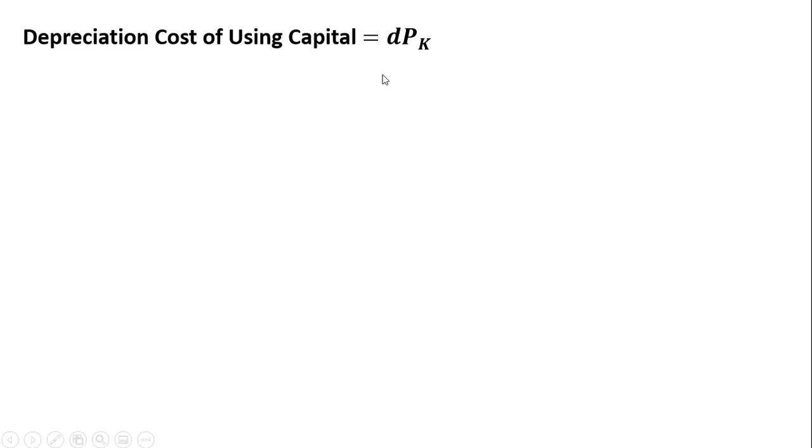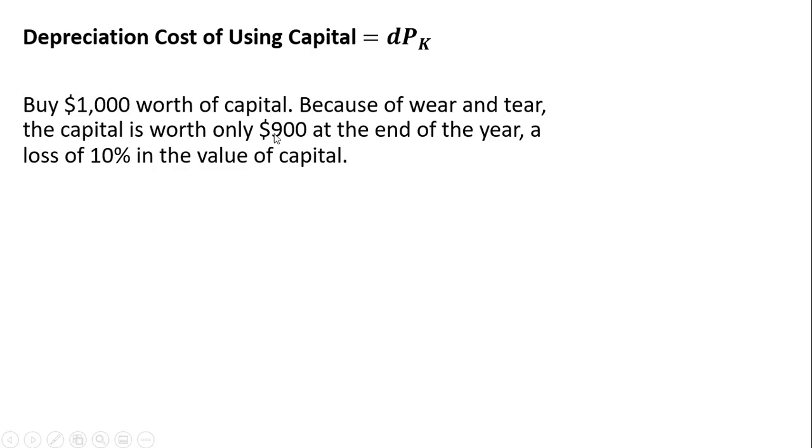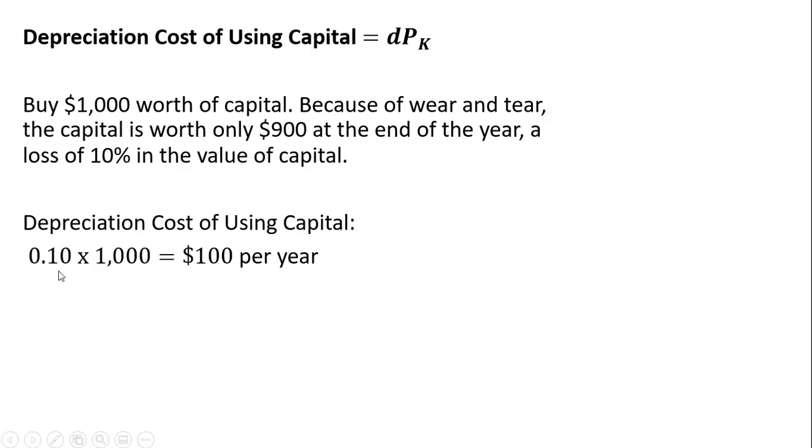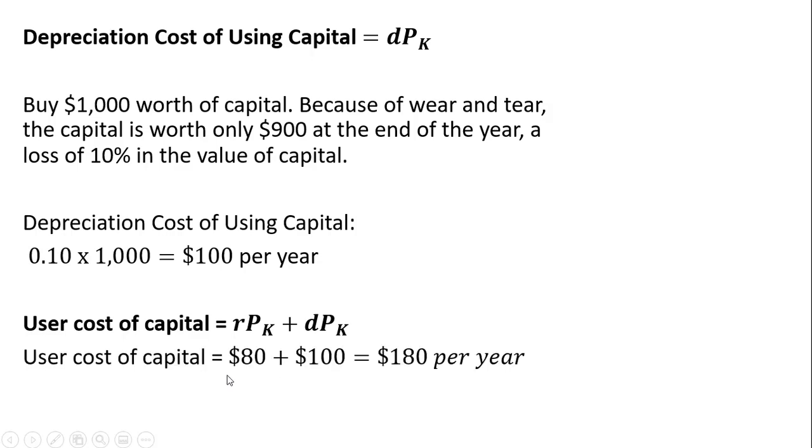Now, the depreciation cost of using capital is going to be the depreciation rate times the price of capital. So if you buy $1,000 worth of capital, and by the end of the year that capital is now only worth $900 because of wear and tear, you suffered a 10% loss in the value of capital. So the depreciation cost of using capital is going to be the depreciation rate times the price of capital, in this case $100 per year. So the user cost of capital just sums up those two components, the interest cost of using capital and the depreciation cost of using capital. So in our example here, the user cost of capital would be $180 per year.